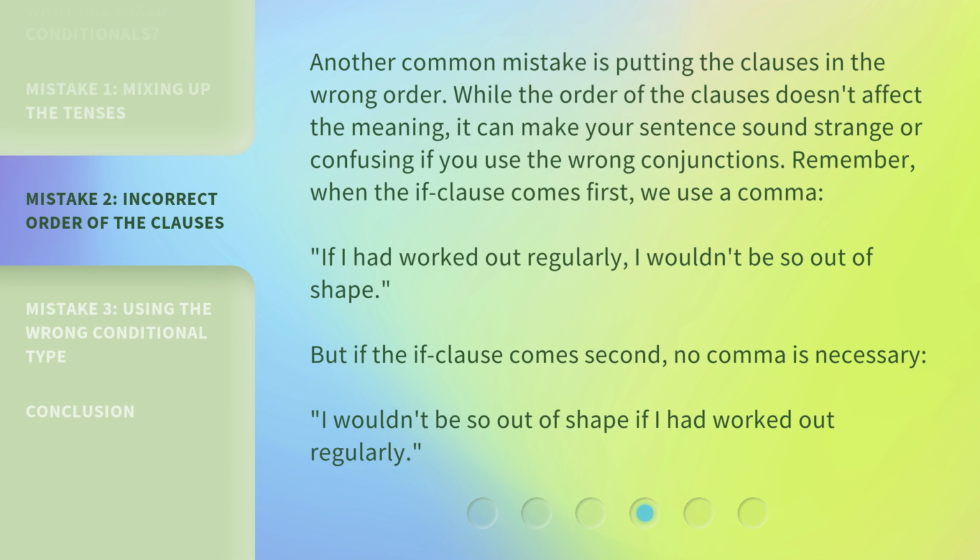Another common mistake is putting the clauses in the wrong order. While the order of the clauses doesn't affect the meaning, it can make your sentence sound strange or confusing if you use the wrong conjunctions. Remember, when the if clause comes first, we use a comma. If I had worked out regularly, I wouldn't be so out of shape. But if the if clause comes second, no comma is necessary. I wouldn't be so out of shape if I had worked out regularly.